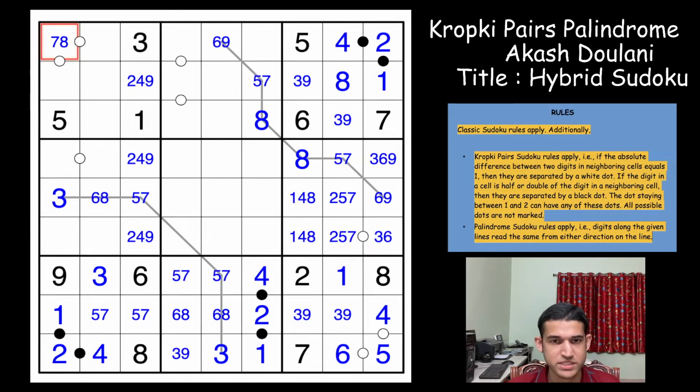Okay, let's see what happens if this is a 7. Then you need 6, 8 here. And because of this 8, this becomes 8 and this becomes 6. And if you have 8 here, then you need 7, 9 here. And because of this 9, this becomes a 9 and this becomes a 7. So 7 has to be in one of these 2 cells and 8 has to be in one of these 2 cells. That can be said.